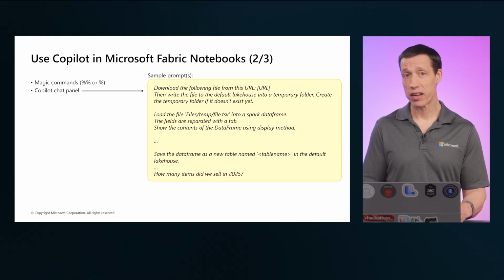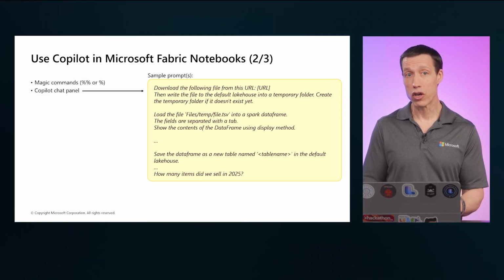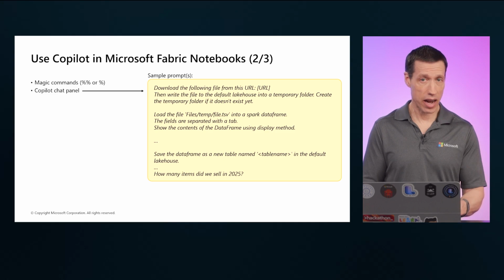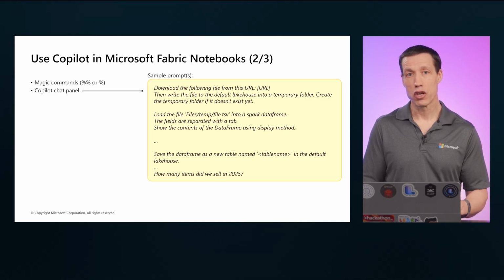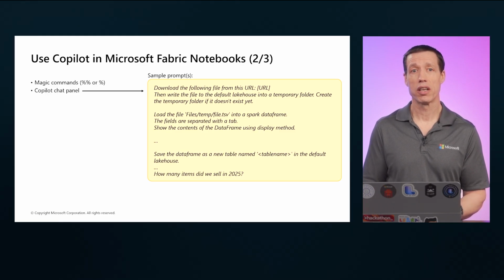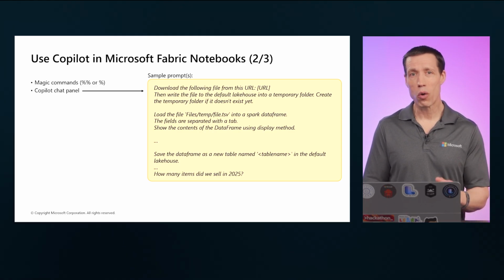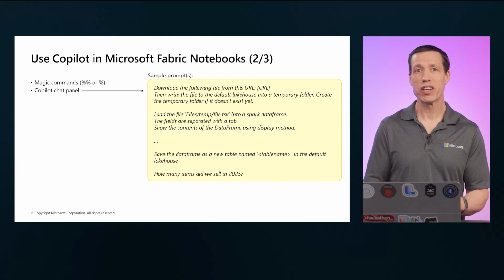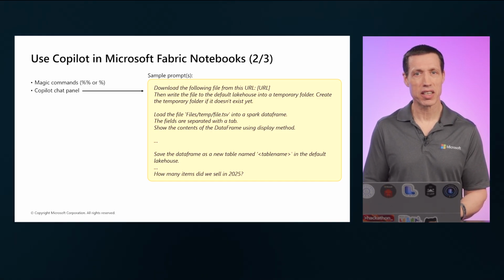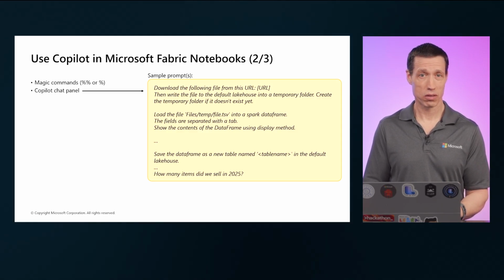In addition to magic commands, the Copilot chat panel acts as an interactive assistant that understands the full context of your notebook, allowing you to ask questions in plain language and receive actionable guidance. You can request code generation, ask for explanations of existing logic, troubleshoot data issues, or explore transformation strategies, all without needing to rewrite every step manually. This conversational approach streamlines complex data engineering tasks by turning intent into ready-to-run notebook cells.